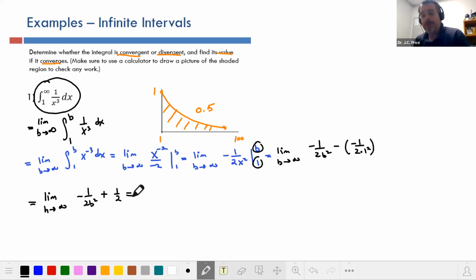And so now I can evaluate this limit just by letting b be infinity. So I get negative 1 over 2 times infinity squared plus 1/2. And of course, this is like the number 0. Negative 1 over 2 times a billion is basically like 0. And so I just get back 1/2. And that checks with my calculator.